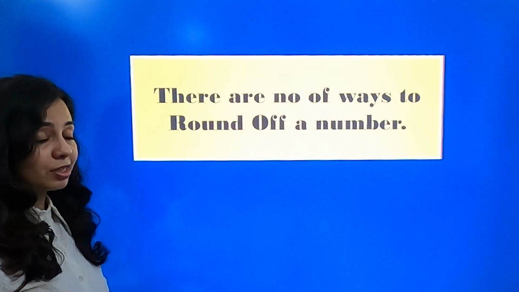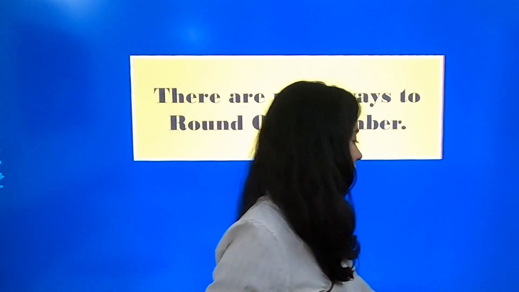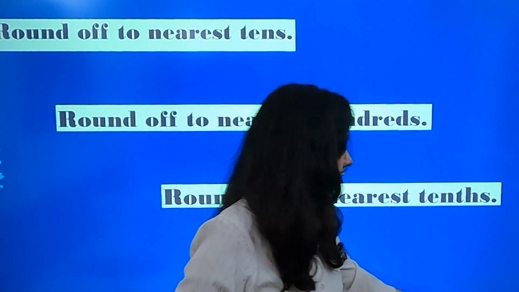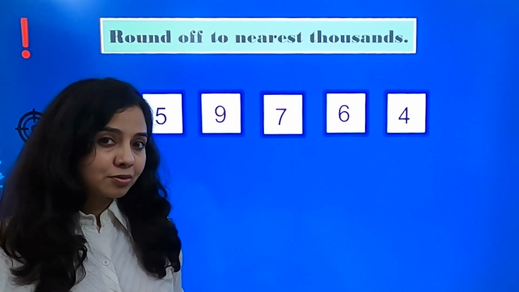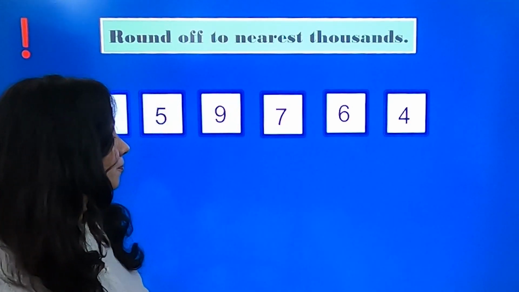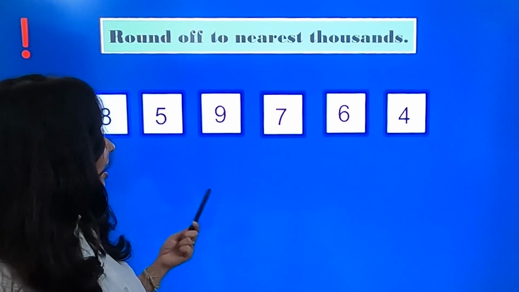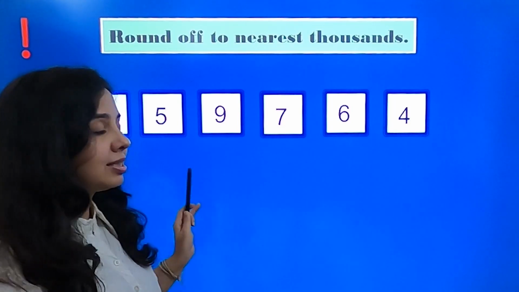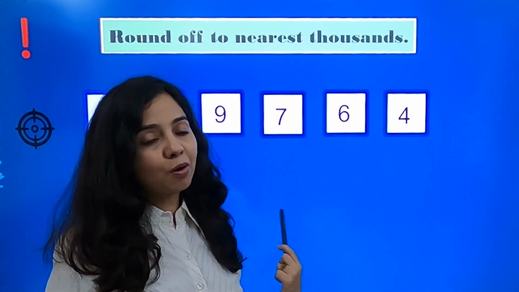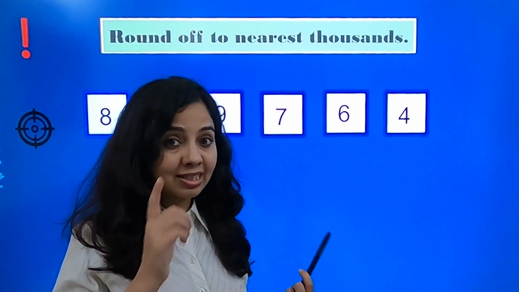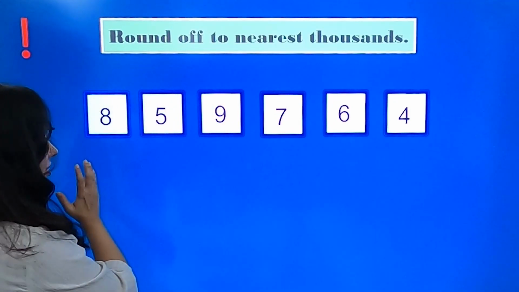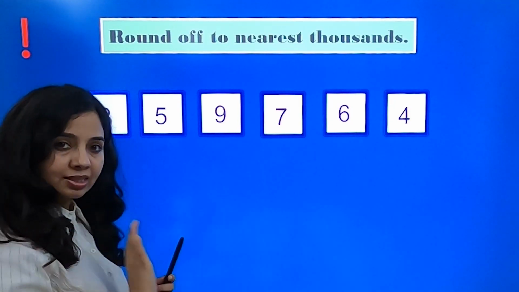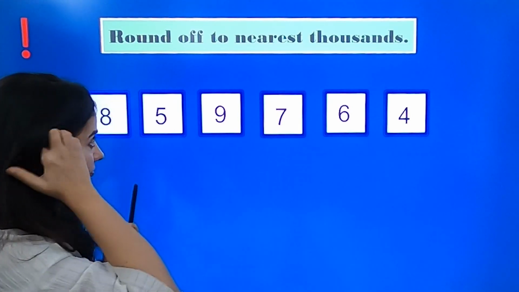There are a number of ways to round off a number. We can round off a number to nearest tens or hundreds. As many place values as we have in the number, we can round off the number. So let's have a few quick examples. Round off to nearest thousands. I have purposely taken this example because this will also clear your exception. That exception I've told you, that it's not always that we'll keep the digits on the left hand side of the focus digit the same. So this is that same exception.